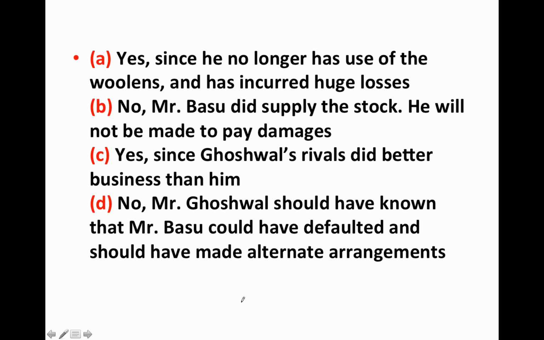First of all, let's have a look at the no options. Option D says, no, Mr. Ghoshwal should have known that Mr. Basu could have defaulted and should have made alternate arrangements. Is this true? No, they have not mentioned anything about Mr. Basu that he can default or he could have defaulted. So we have to automatically rule this out directly. See, wherever you get extra information that is not at all provided in the facts and principles, you rule out those options.